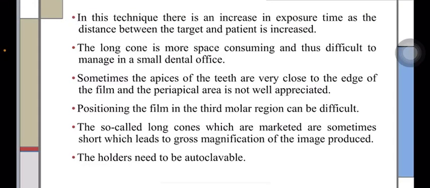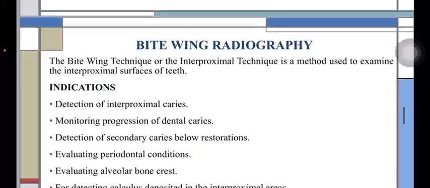There is an increase in exposure time because it is a long PID. So exposure is more, and it is more space consuming, so difficult to manage in cases of small dental offices. Sometimes the apices of the teeth are very close to the edge of the film, so they are not well appreciated. Positioning the film in the third molar region is very difficult. If the cone is not long enough, it leads to gross magnification in the image produced. Holders need to be autoclavable.